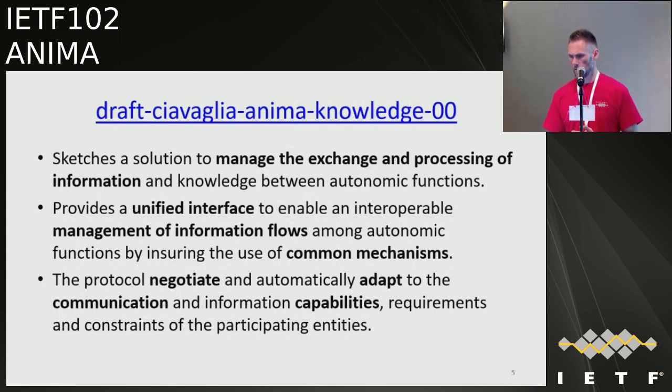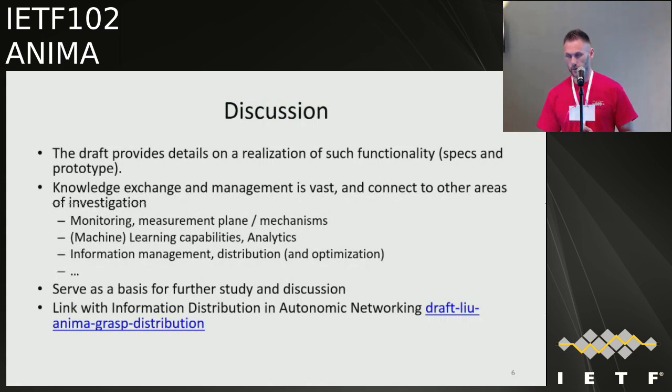Next slide, please. The draft gives a somewhat detailed description of a possible implementation with some specification of functionality. This is not what we would like the group to really go over, but it gives an example that this is feasible. We really want to highlight the knowledge exchange and management aspect of this draft. It can link to very different aspects, like monitoring and measurement, but also feed learning or analytics mechanisms, and also information management, information distribution, and its optimization. So what we have in the draft would serve as the basis for the discussion about whether it is useful, whether it is needed, and what needs to be specified by this group in terms of interfaces and behavior of the different entities that take part in this knowledge exchange, not only the autonomic functions but also the common services. I think that's all.